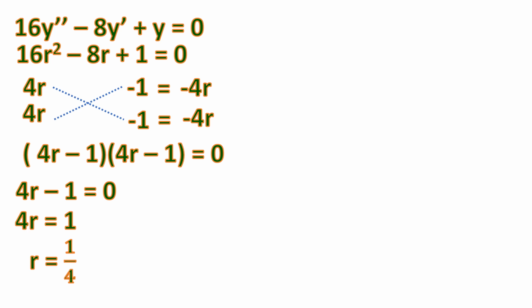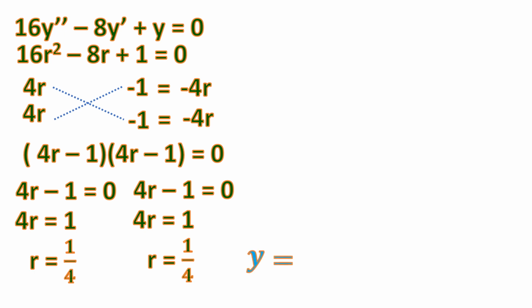But of course, it's the same factors, so it must be the same result. So r equals 1/4 also. So it's 1/4 with multiplicity of 2. Then we're going to write the general solution. y equals c1 e raised to the first root, 1/4 x, plus c2. So remember, if it's a repeated root, then we're going to put x before the e raised to the 1/4 x, and that's the general solution.